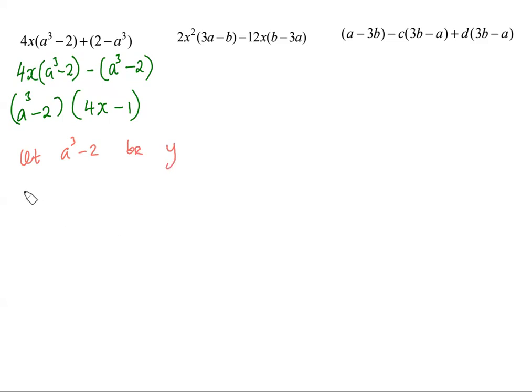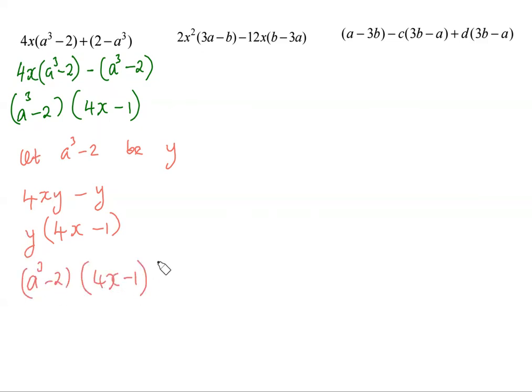Then it's going to be 4xy minus 1. Then here y is out, then you're left with 4x minus 1. Then here y is a cubed minus 2, 4x minus 1. That's the same answer, guys. You can see that. So either way, you get your answer.